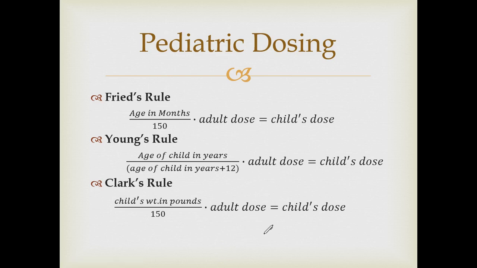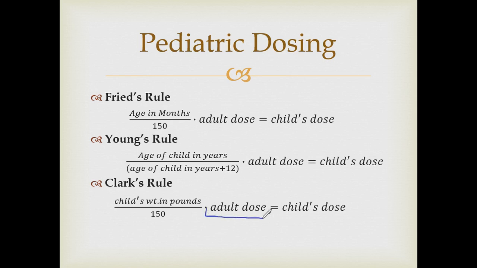Fry's rule is the patient's age in months divided by 150 times the adult dose is equal to the child's dose. Young's rule is the age of the child in years divided by the age plus 12. Now notice that they're in parentheses, so they have to be added together first, times the adult dose is equal to the child's dose. And then we have Clark's rule, which is the child's weight in pounds divided by 150 times my adult dose is equal to the child's dose.